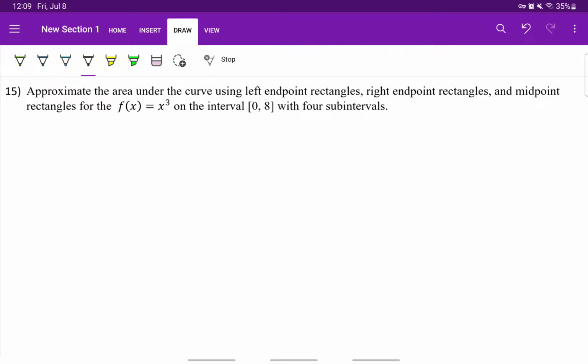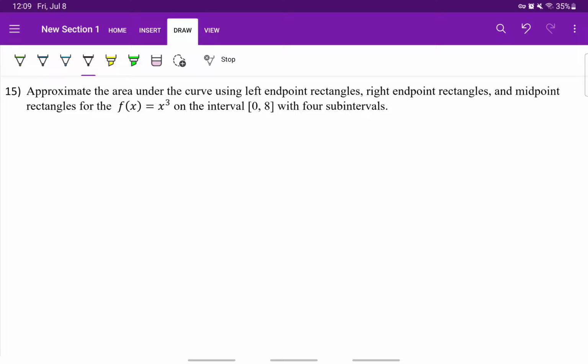Number 15 says, approximate the area under the curve using left endpoint rectangles, right endpoint rectangles, and then midpoint rectangles, for the function f of x equals x cubed on the interval from 0 to 8 with 4 subintervals.